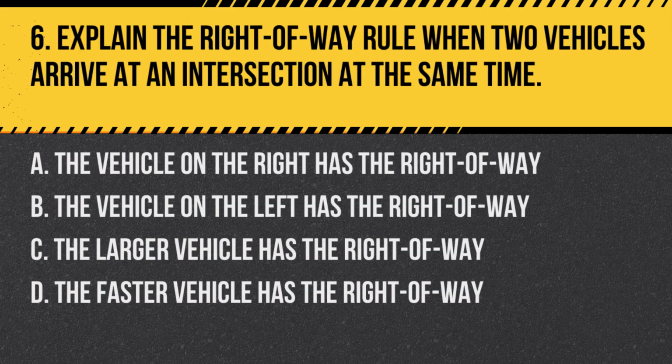Question 6. Explain the right-of-way rule when two vehicles arrive at an intersection at the same time. A. The vehicle on the right has the right-of-way. B. The vehicle on the left has the right-of-way. C. The larger vehicle has the right-of-way. D. The faster vehicle has the right-of-way. Answer. A. The vehicle on the right has the right-of-way. This rule helps prevent confusion and collisions at intersections.